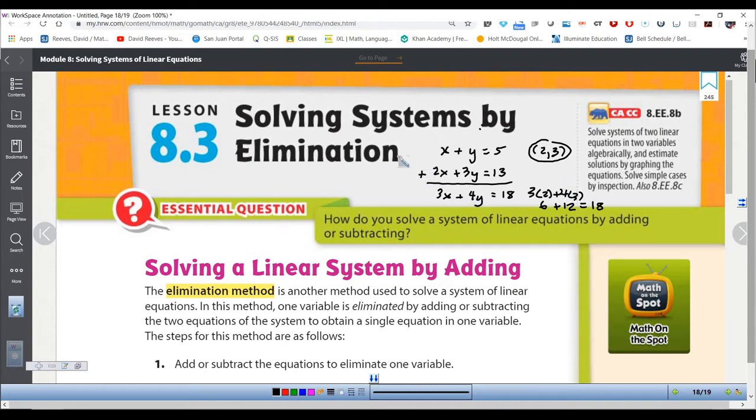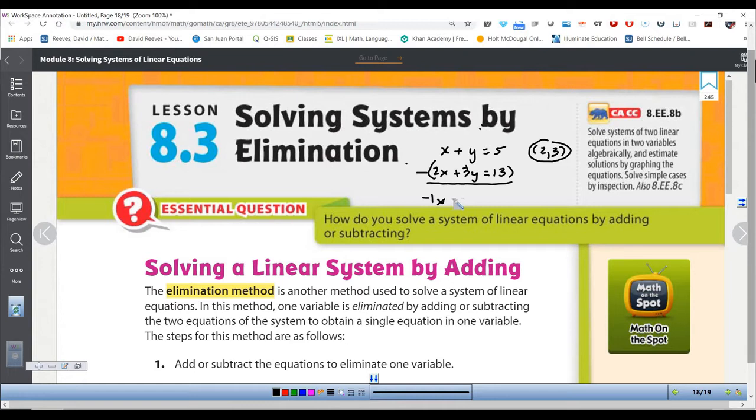And guess what? If we change this to subtraction, we'd get the same result. We'd get a different equation, but it is also going to be true. So let me show you real quick here. We're going to get some negatives, but that's all right. 1x take away 2x is negative 1x. 1y take away 3y. Remember, we're subtracting here, not adding, right?